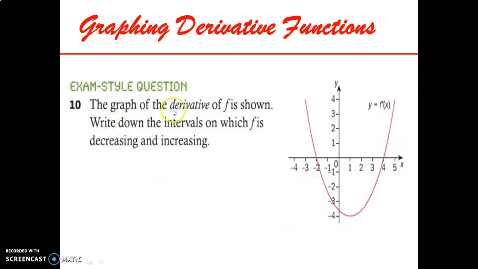Here, you are given the graph of a derivative. Notice this is f prime of x, so this is not the original function. This is a graph of the derivative of some function. Then it says write down the intervals on which f, the original function, is decreasing and increasing. So think about that carefully. If you're given a derivative, does it tell you where the original is increasing or decreasing? Let's see if you can answer this.